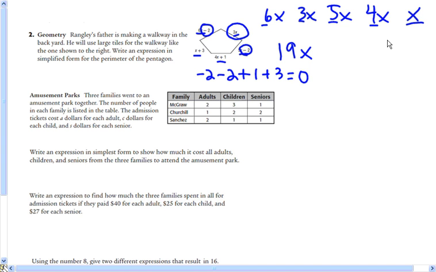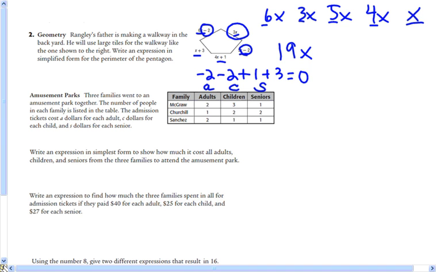All right, so this is an amusement park. 2 families went to an amusement park together. The number of people in each family is listed on the table. The admission ticket costs $8 for each adult. I'm going to put A above that for the adults, C for the children, and S for the seniors.